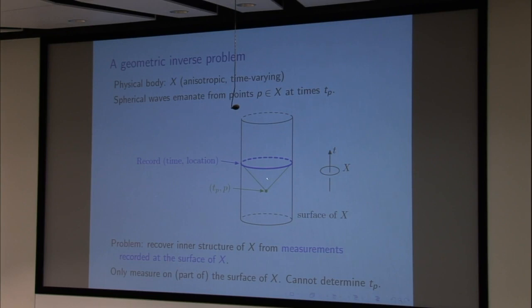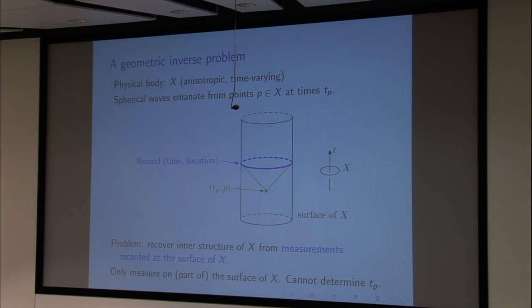Okay, so now you consider some point P inside your physical body. So the horizontal plane is the physical body, and then time goes upwards. And you have a signal that emanates from a point P inside of your body X at a certain time T sub P. Okay, so now from this point at that time, if you wait 1 second, the signal will have propagated a little bit in all directions. And at some point the signal will hit the boundary of the physical body that you are considering, and so, for instance, you have seismometers on the surface of the Earth, and these measure the time at which the signal arrives at the surface and the location, of course, where the signal arrived.